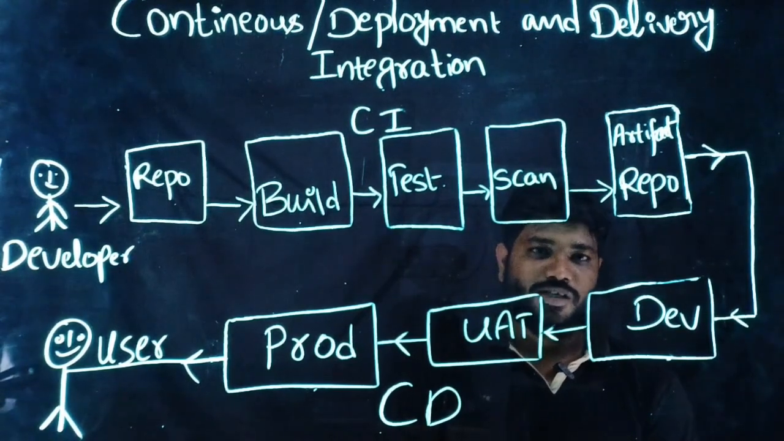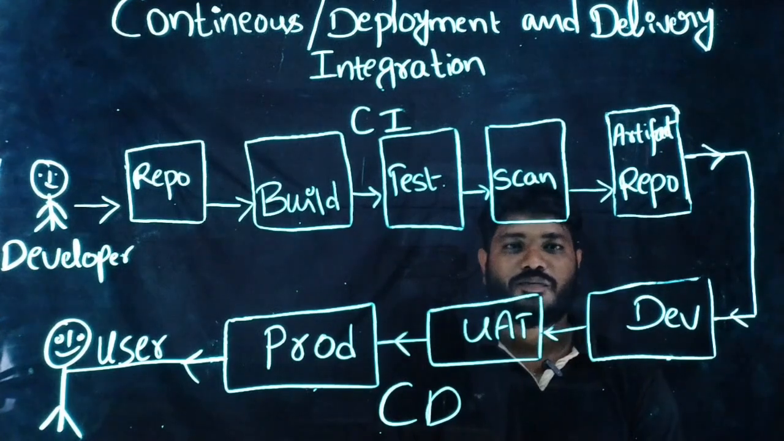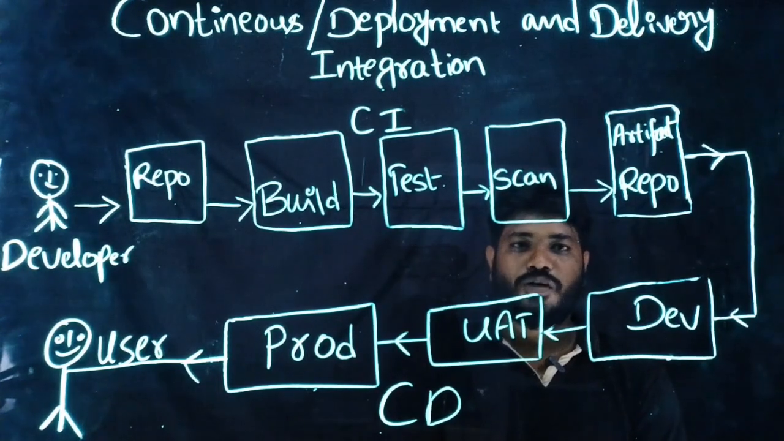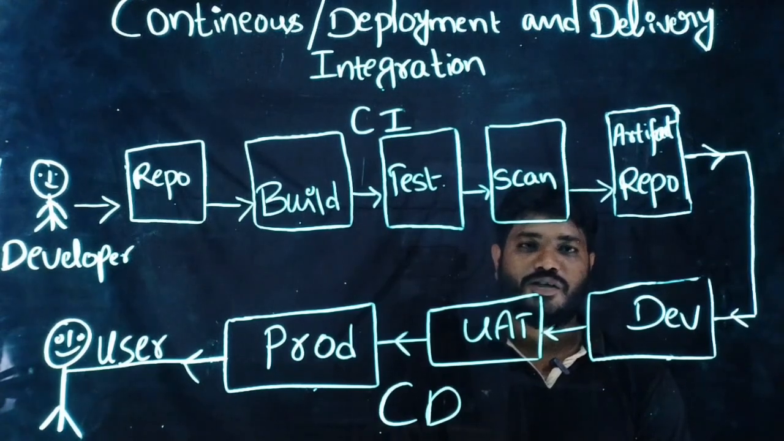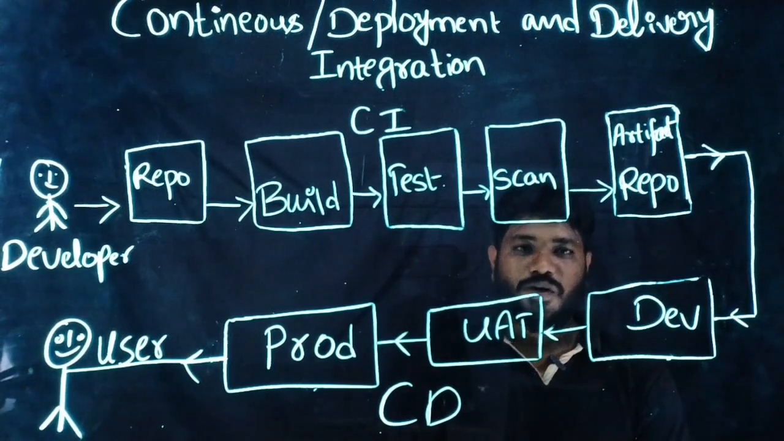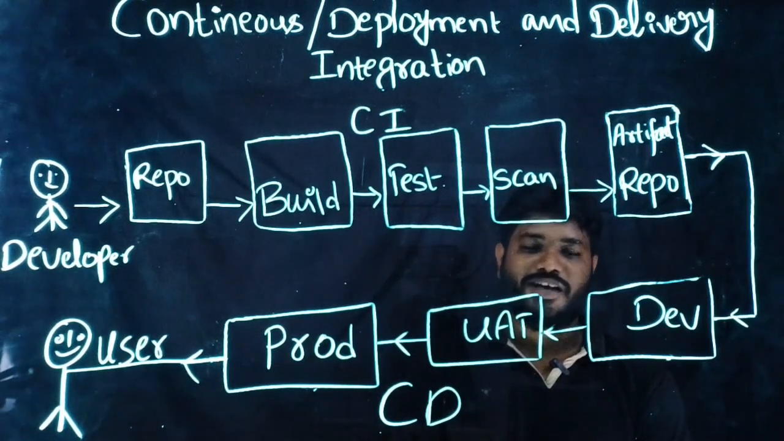In the last video, we discussed the DevOps lifecycle. And in this video, we are going to discuss the concepts called continuous integration, continuous deployment, and continuous delivery. First, we are going to discuss the term continuous integration. The name itself says integrating a set of components, which is continuous integration. And the short form is CI.